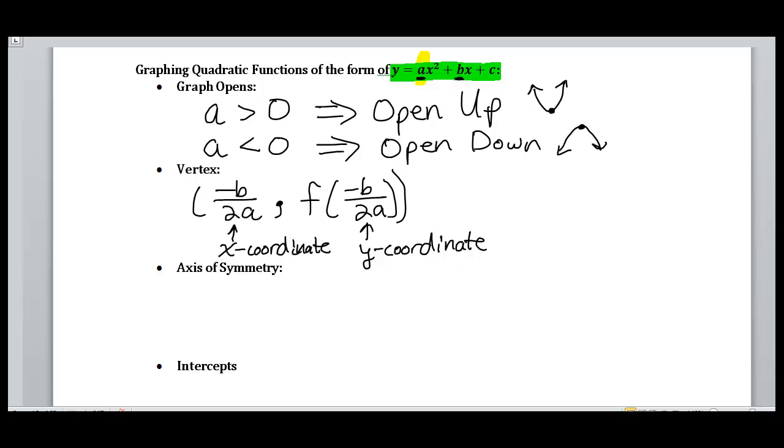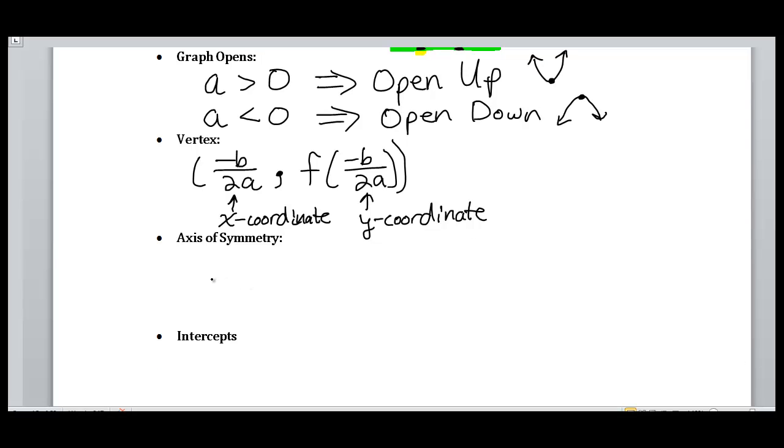The axis of symmetry is always an equation. So always remember, it is not just a number, it is an equation. It is the equation x equals negative b over 2a. It's the x coordinate of our vertex.